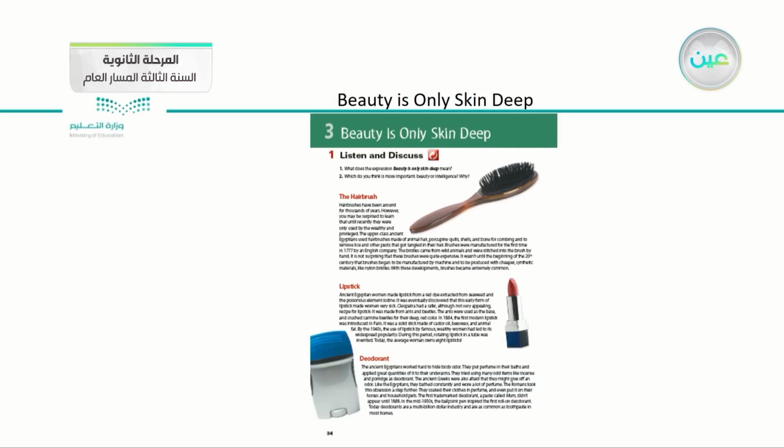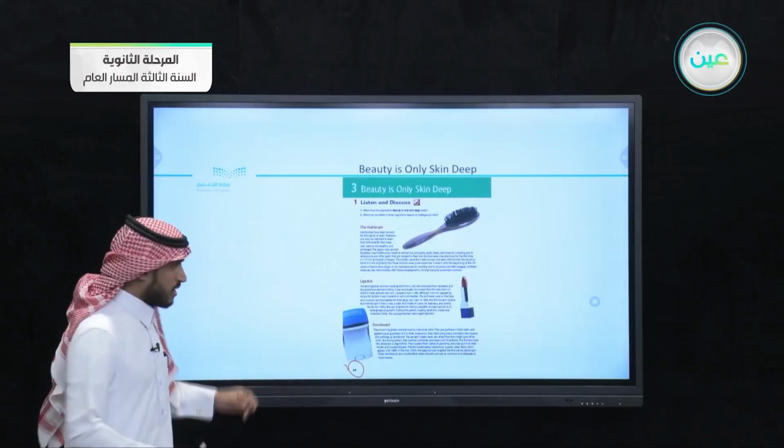Here on page 34, we have some tools that are used in beauty making. We will listen and discuss some of the ideas that we have here in this reading part. And after that, we will try to explain the new words. We will try to discuss the new ideas. We will try to have some definitions for each one of these parts later.